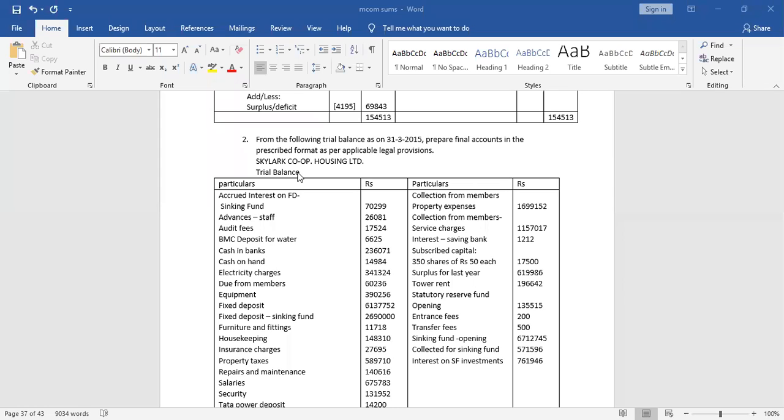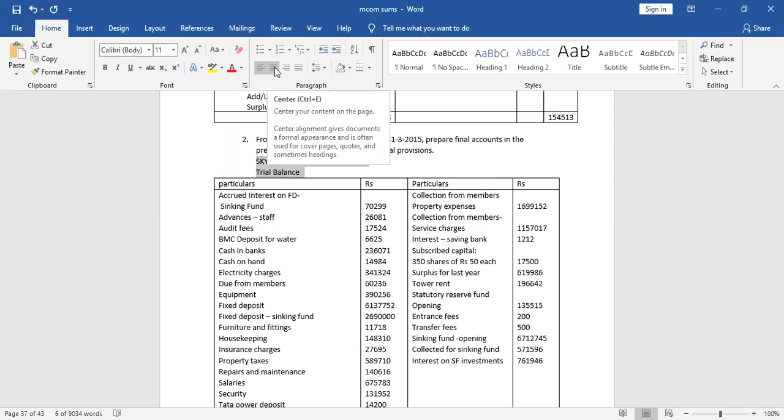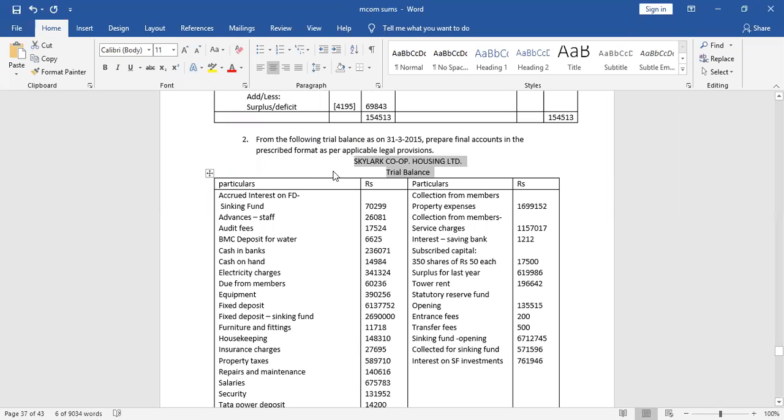This is the sum we will be doing today from the following trial balance on 31 March 2015. Prepare final accounts in the prescribed format as per applicable legal provisions. Skylark Cooperative Housing Society. So the name of the housing society is Skylark Cooperative Housing Society.